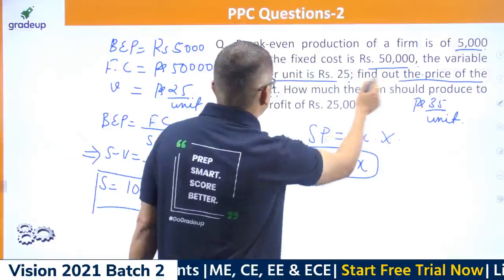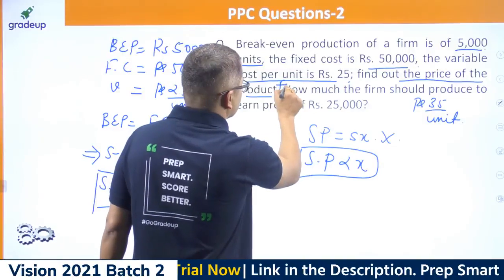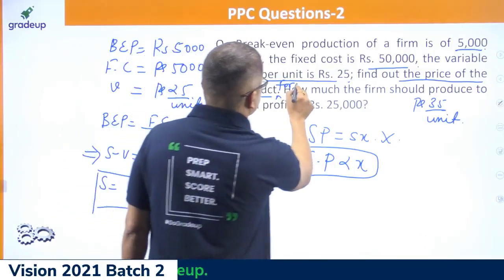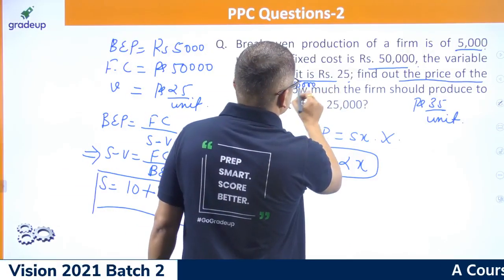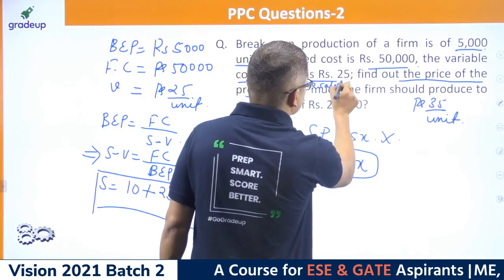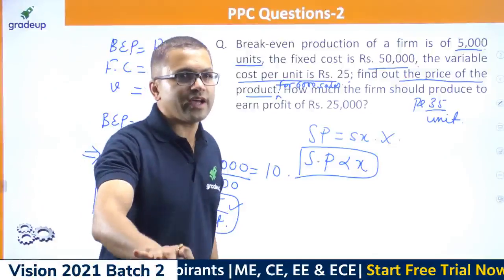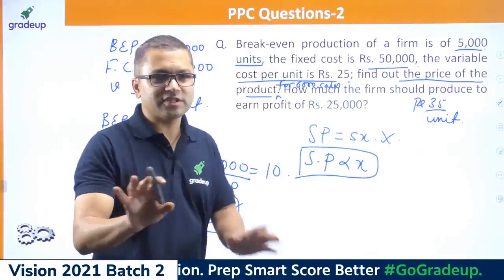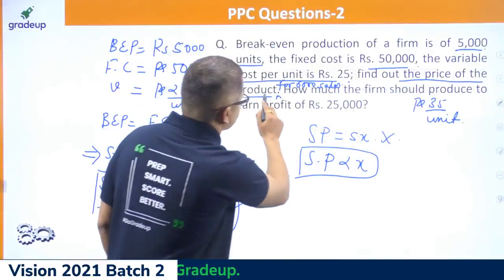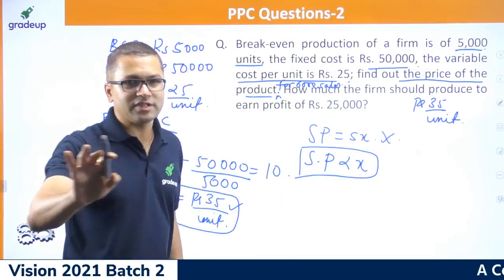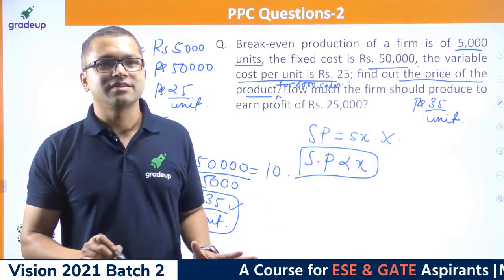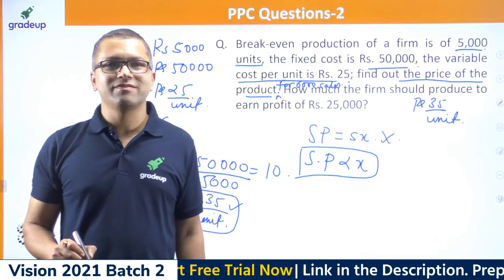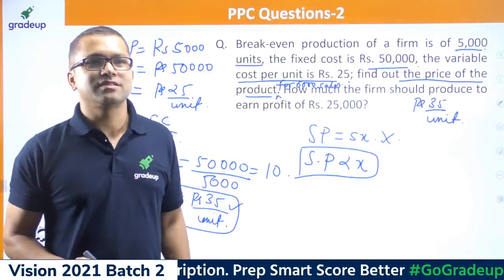Otherwise, it should have been: find out the price of the product for, let's say, break-even is 5,000, let's say for 6,000 sales. Then you would have calculated this SP. Are you getting that? If I tell you, find out the price of the product for 6,000 sales, can you please tell me what should be the answer? Yeah, Rahul, a very good evening. All right, now what should be the answer?